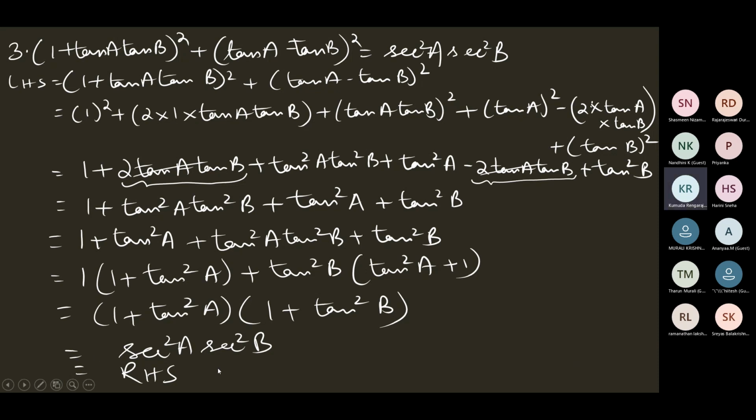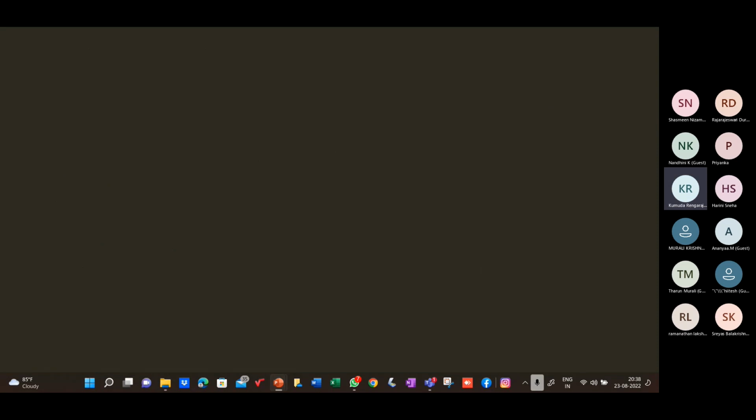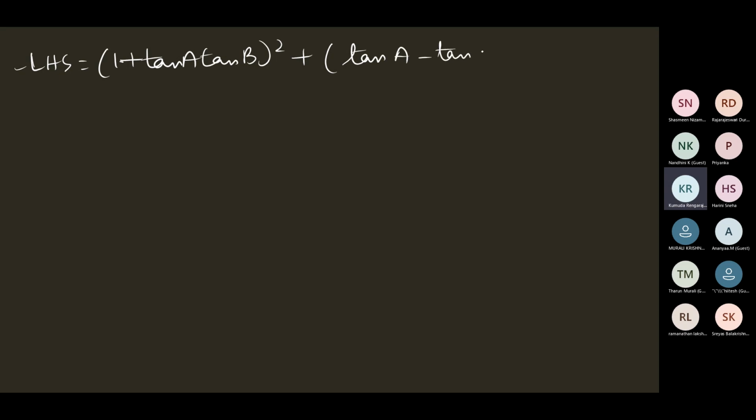All right, let me work it again. So in the first bracket we have 1 plus tan A tan B, the whole square, plus in the other bracket tan A minus tan B, the whole square. So here this is A and this one is B. Here this is X and this one is Y.